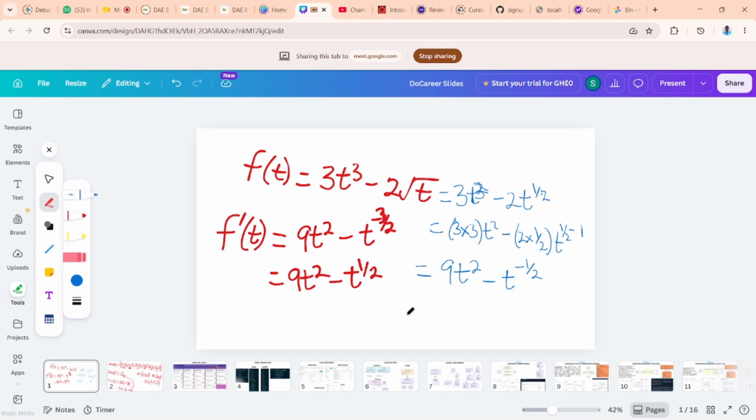Whenever I give you a to the power negative 1, because of the negative index, it's the same as 1 over a, just a reciprocal. That's what indexes do when they are negative. So in this case, it would have been 9t squared minus 1 over t to the power half, which is the same as 9t squared minus 1 over root t.